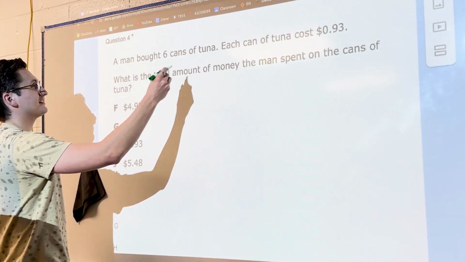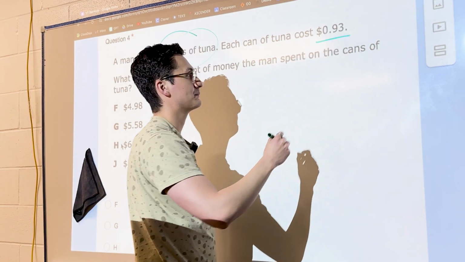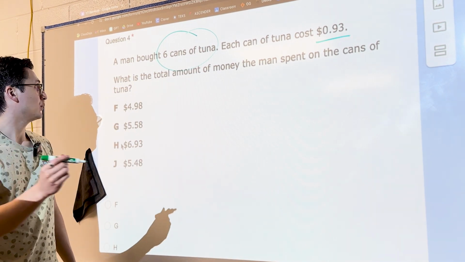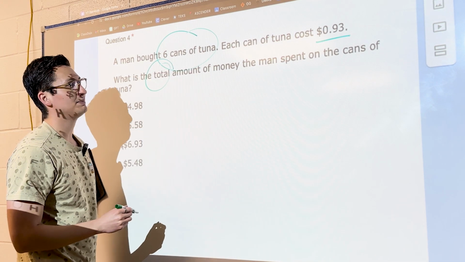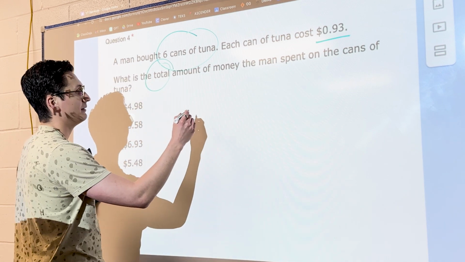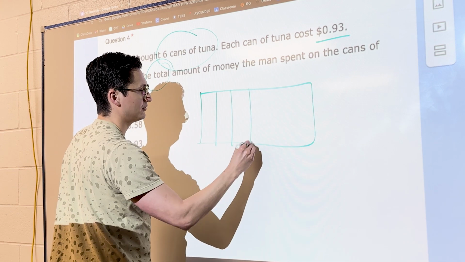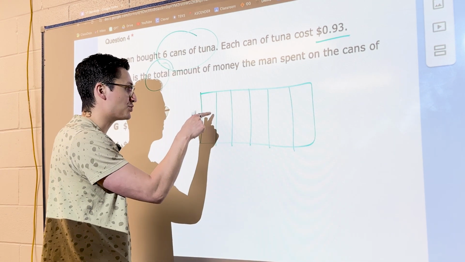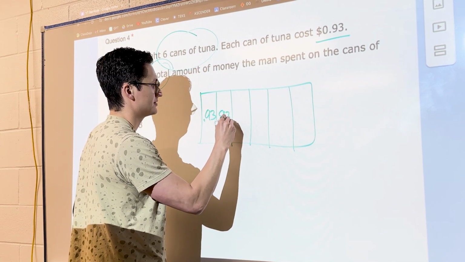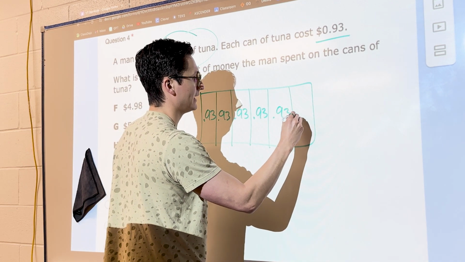A man bought 6 cans of tuna. Each can of tuna cost 93 cents. A key word here would be what? What was that? Total. What is the total amount of money the man spent on the cans of tuna? Okay, so let me draw it for you. So look, a man buys 6 cans of tuna. 2, 3, 4, 5, 6. Each one is 93 cents. So we can either add or multiply.